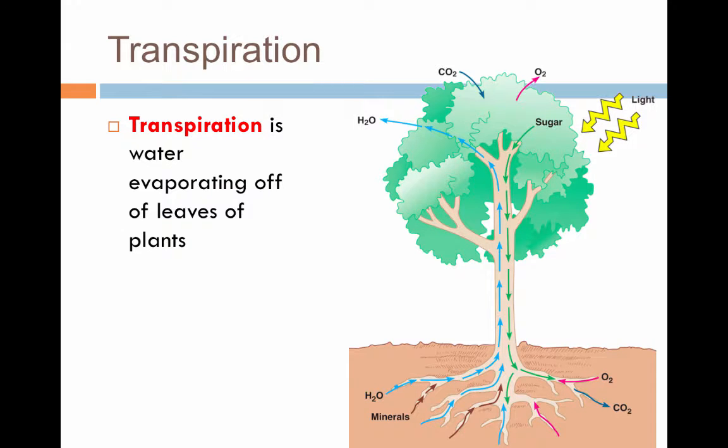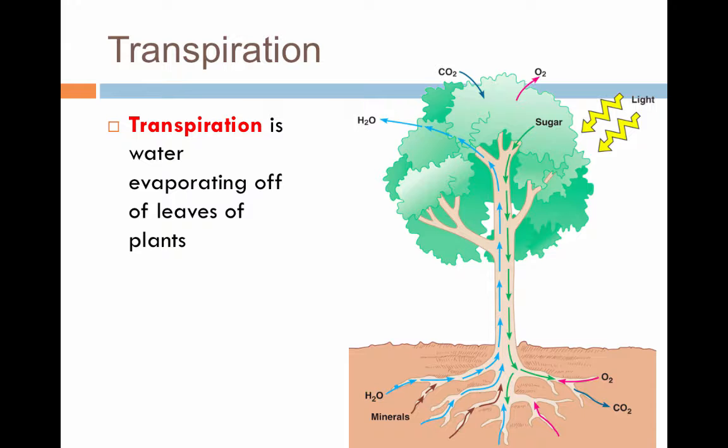One of the biggest components of the water cycle is the evaporation of water off the leaves of plants. This is called transpiration. 90% of the water taken up by the plant's roots is eventually transpired out the top of the plant. This accounts for most of the water vapor that's out in the air. Transpiration again is when water evaporates off the leaves of plants.